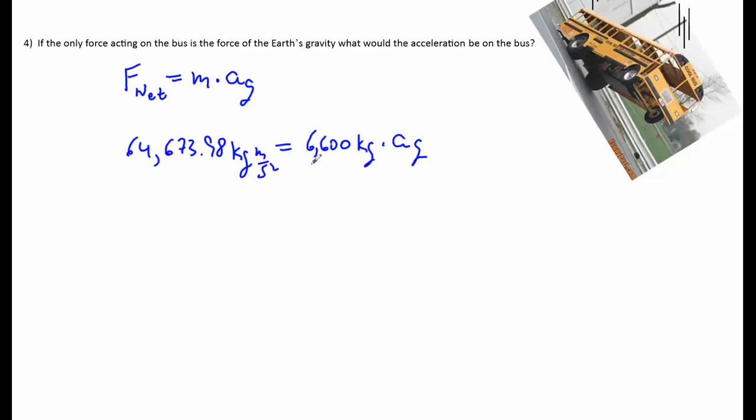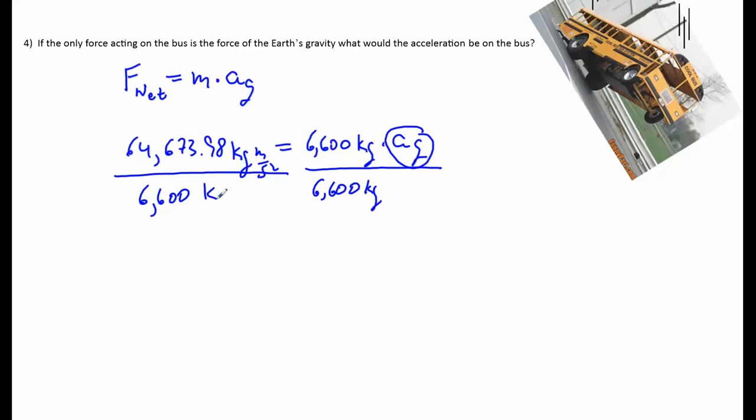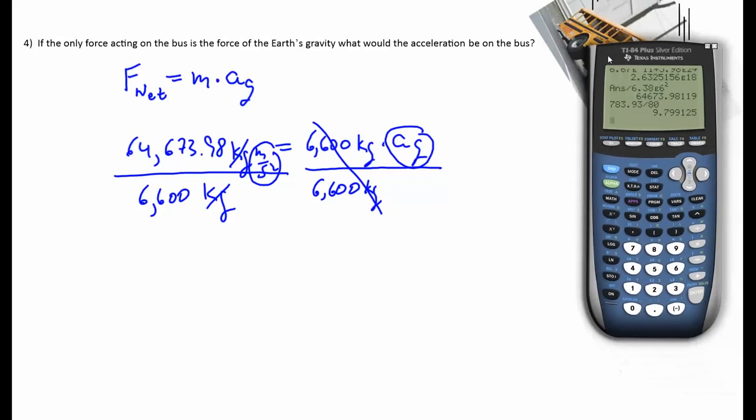Now, let's see what the acceleration due to gravity is. Circle what we don't know. Get rid of everything else. And let's divide both sides by 6,600 kilograms. 6,600 kilograms. They cancel. The units here, kilograms and kilograms, canceled. We're left with meters per second squared. Can't imagine how big the acceleration on this will be since the force is so much larger.